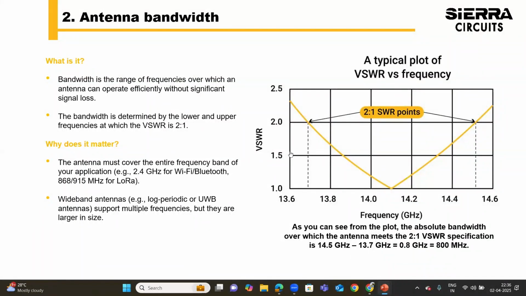For example, 2.4 gigahertz for Wi-Fi or Bluetooth, and 868, 915 megahertz for LoRa. Also, wideband antennas like log periodic or UWB antennas support multiple frequencies, but may be larger in size.